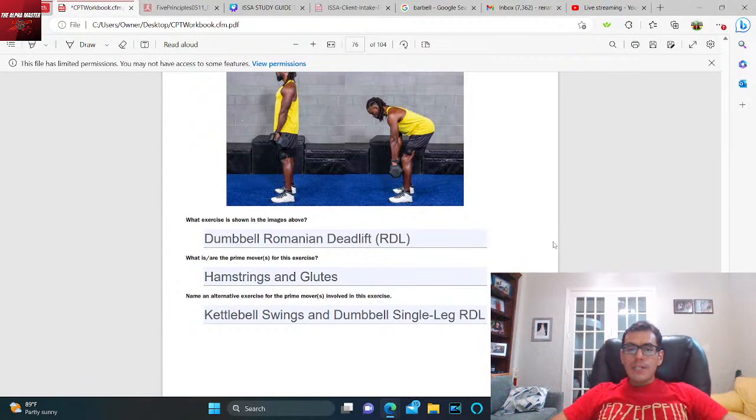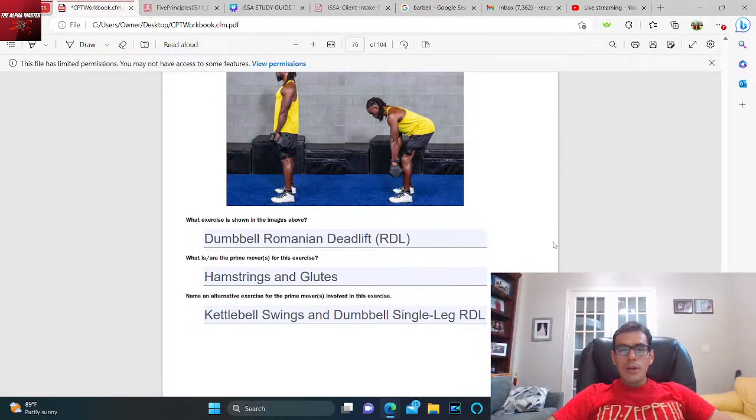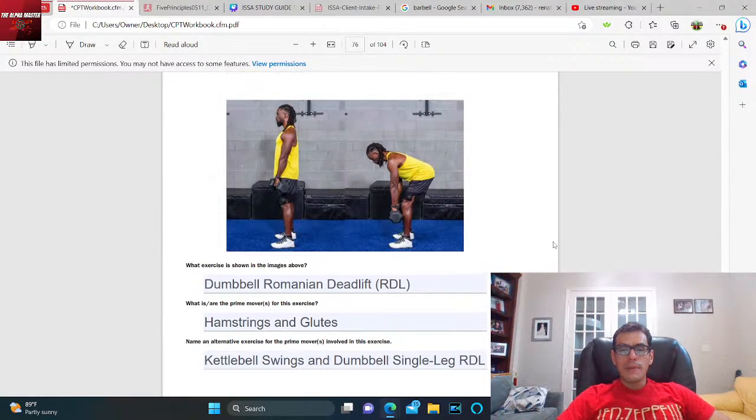What exercise is shown in the images above? This is going to be a dumbbell Romanian deadlift. What are the prime movers for this exercise? It's going to be the hamstrings and the glutes. Name an alternative exercise for the prime movers involved in this exercise. An alternative exercise is going to be the kettlebell swings and the dumbbell single leg Romanian deadlift.